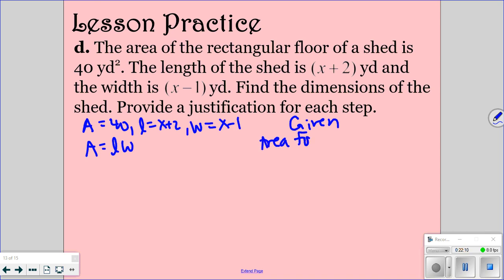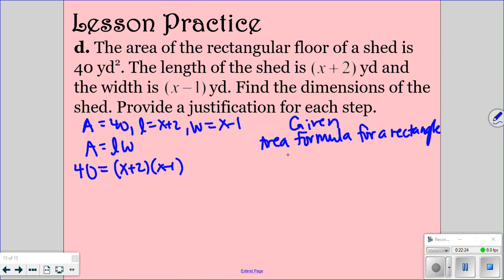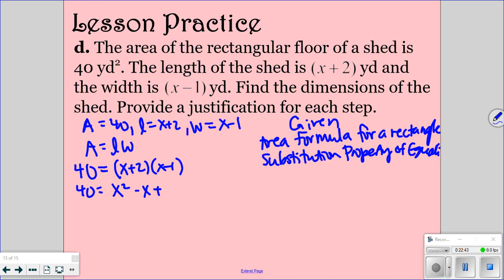So that's the area formula for a rectangle. So then you're going to substitute the 40 for your A, the x plus 2 for your L, and the x minus 1 for your W. So that's substitution property of equality. And then we're going to distribute. So we're going to have x squared minus x plus 2x minus 2.